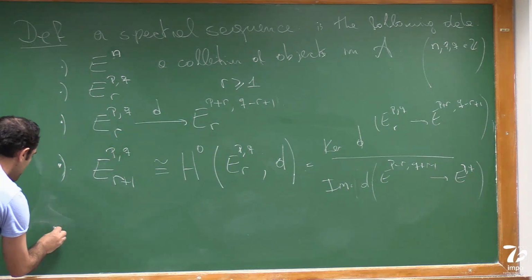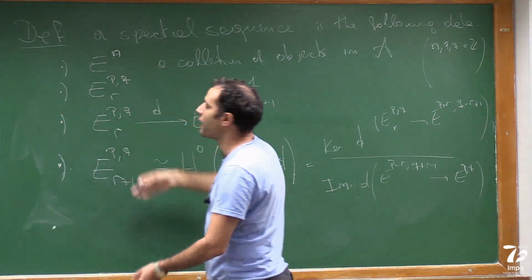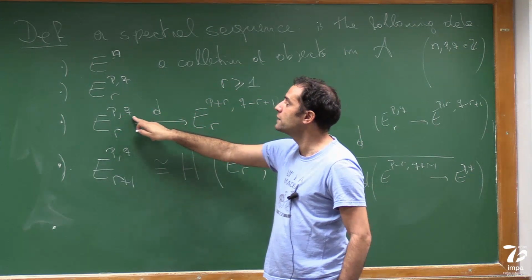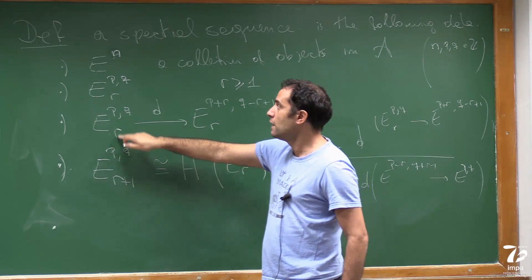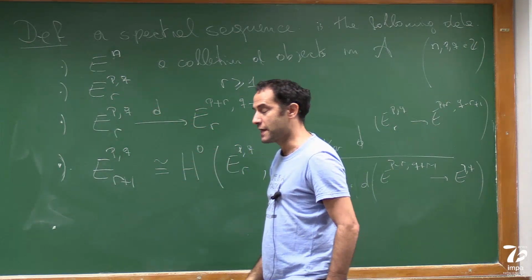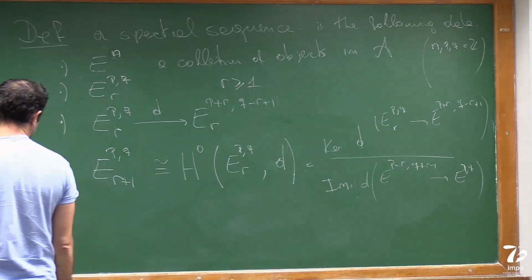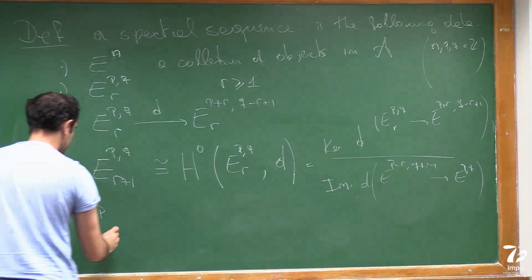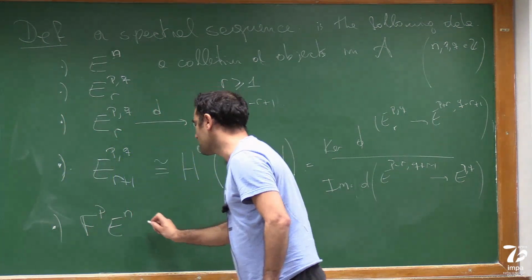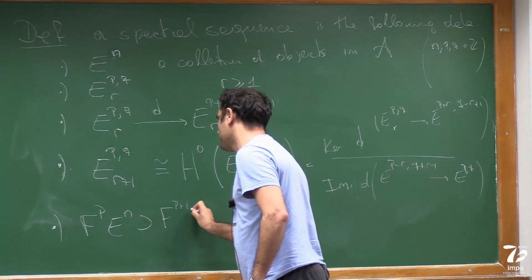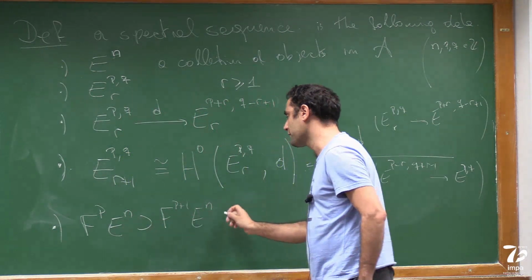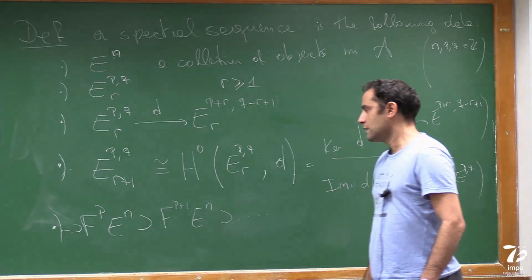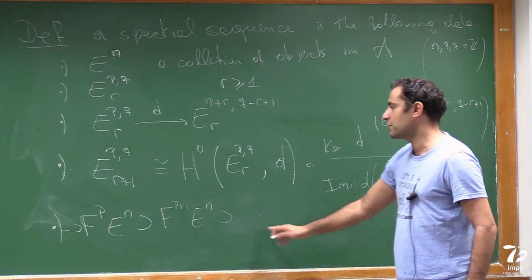Still with part of the data, I want a filtration on this object. So far I have these two completely disconnected objects: these guys that are labeled by two indices p and q, or three if you count this r, and then this E that's labeled by only one index, this n. So I want a filtration F^p of E^n that contains F^{p+1} of E^n. So this is a decrease in filtration of these E^n.